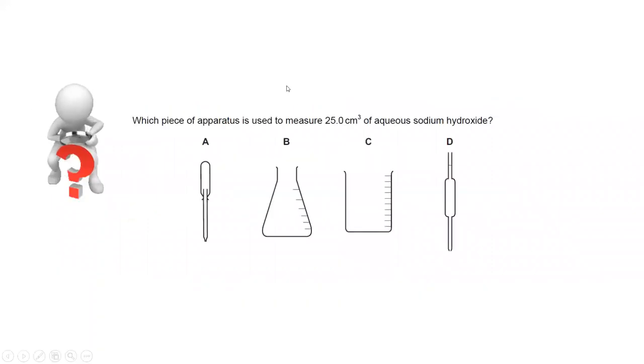Which piece of apparatus is used to measure 25.0 cm cube aqueous sodium hydroxide? This is a conical flask, a beaker. This is called a dropper. If you want to add a small quantity of a liquid, we use this dropper. A conical flask has markings, but normally it is used for swirling or shaking the mixture. So what could be the right answer for this question? C is a beaker and D is a pipette. 25.0 cm cube.